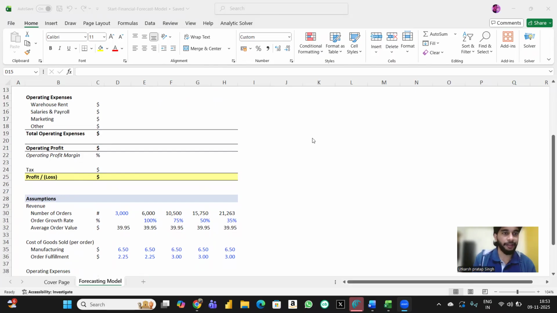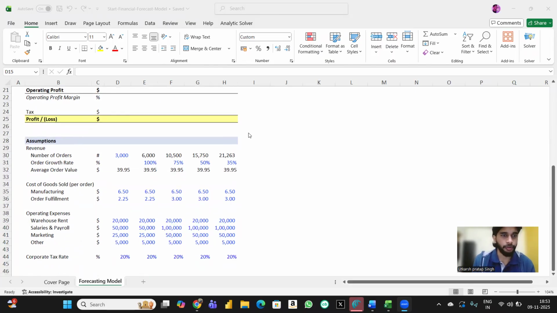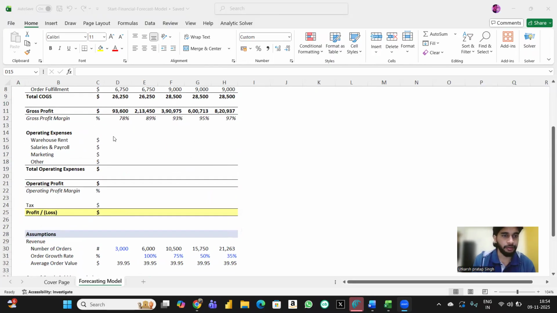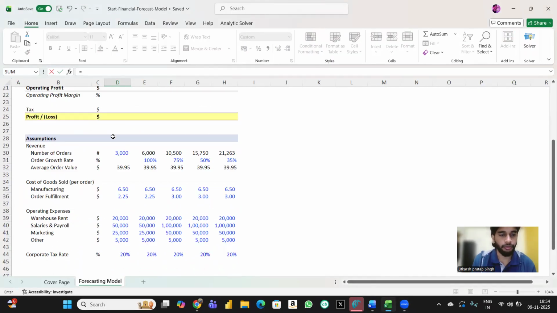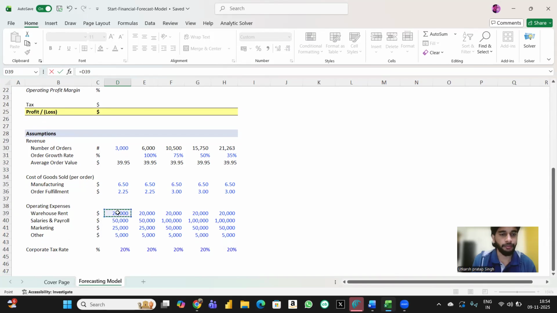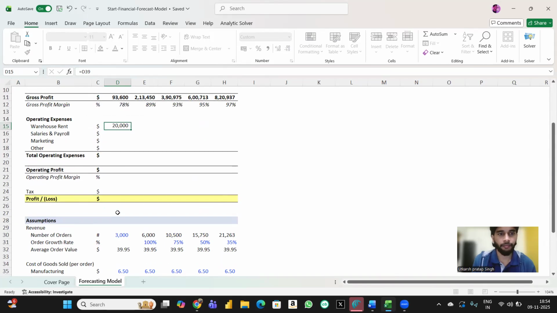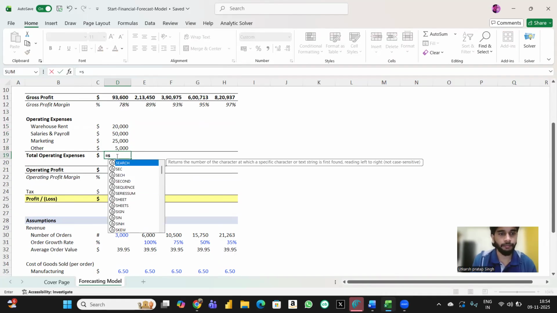The same goes for the operating expenses, as the expenses for every year would be a fixed one. So we are going to put it like this. For the very first, the warehouse rent is equal to the fixed one, and we are just going to drag this down, and we are going to get the fixed total operating expense is equal to sum.